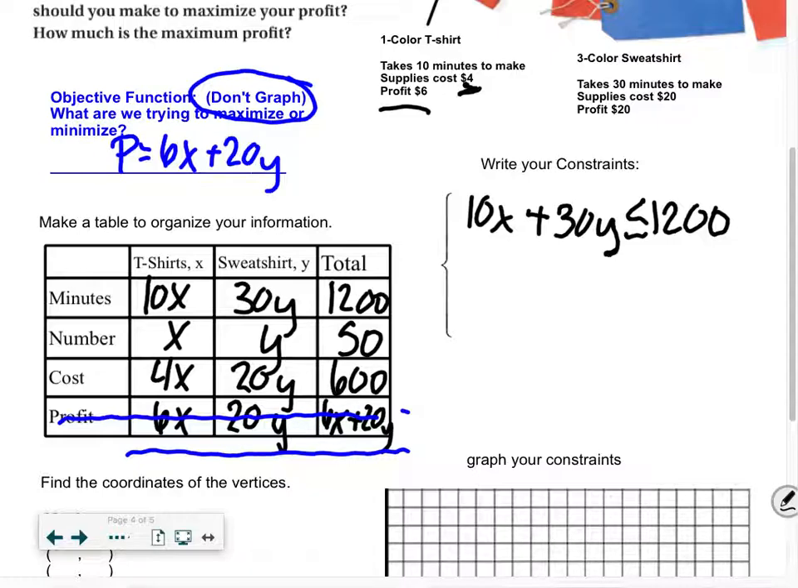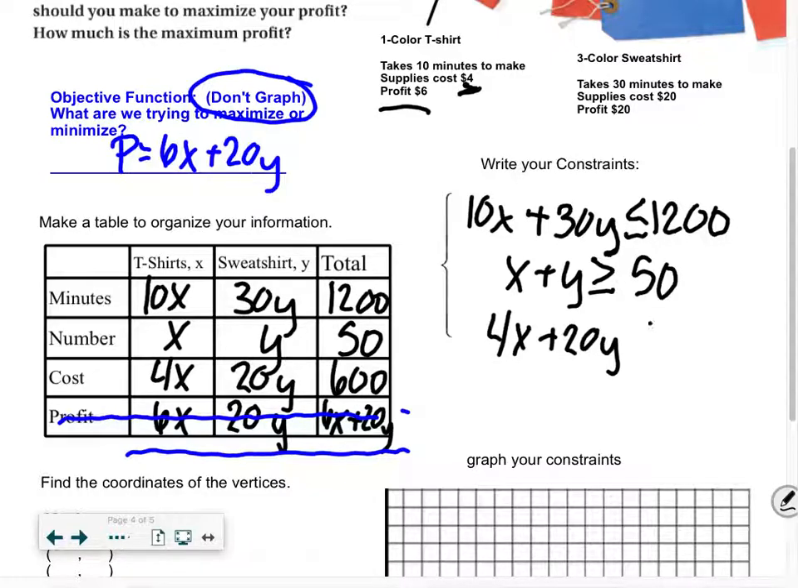Okay, my x plus y, do I want to make more than 50? Yes. It says I want to make at least 50 items. So I want to be greater than or equal to 50. Then the last one, my cost, 4x plus 20y. I want to spend no more than 600, so less than or equal to 600. Perfect.